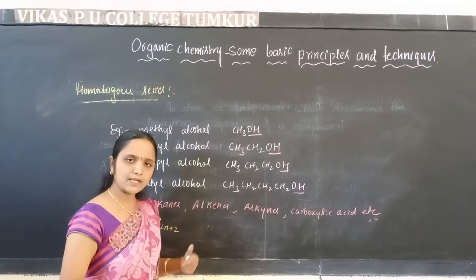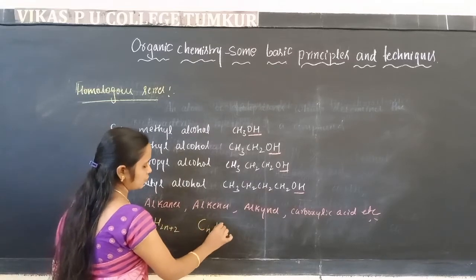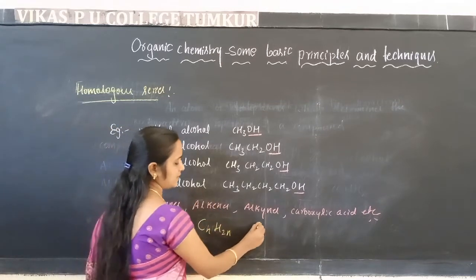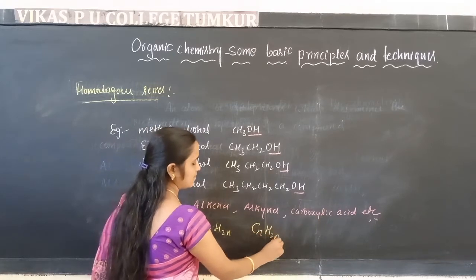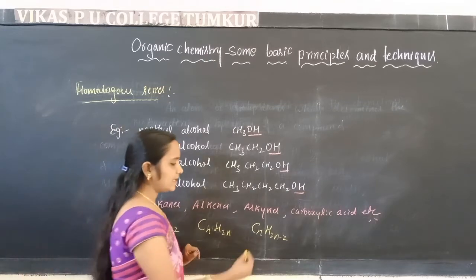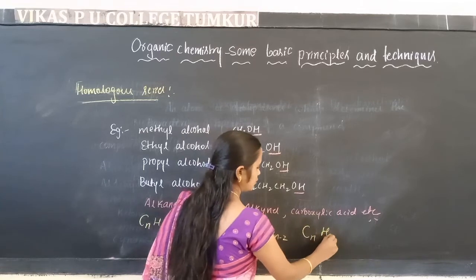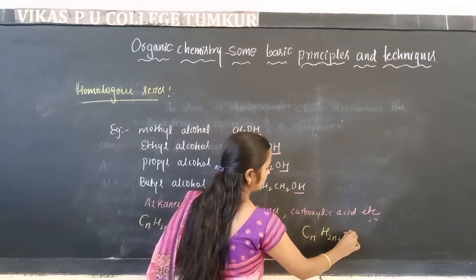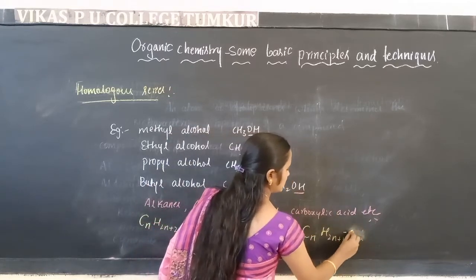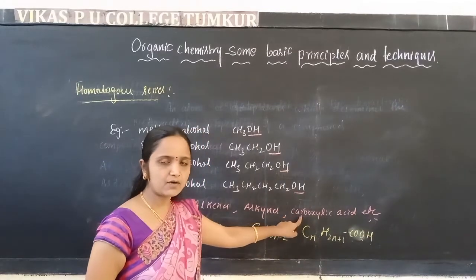Like that, the alkenes also have a general molecular formula, that is CnH2n. This is the general molecular formula for alkenes. For alkynes, it is CnH2n minus 2. This is the general molecular formula for the alkynes. Then the carboxylic acid that we have is CnH2n plus 1 COOH. This is the general molecular formula for the carboxylic acid.